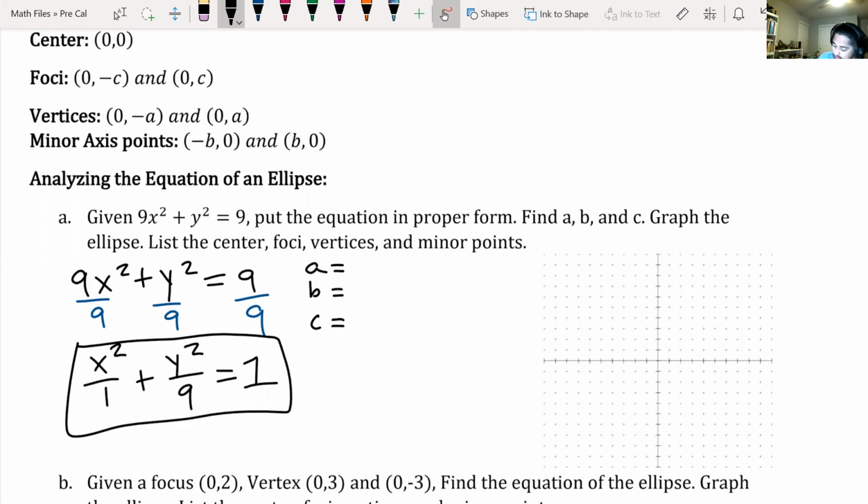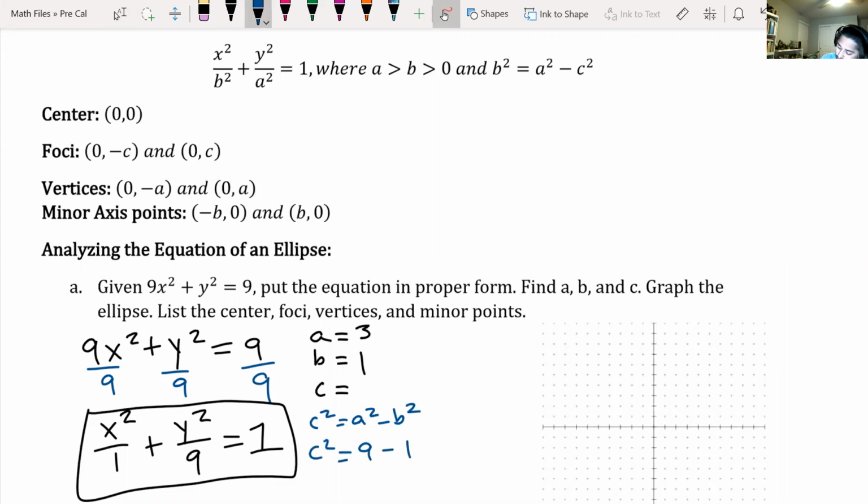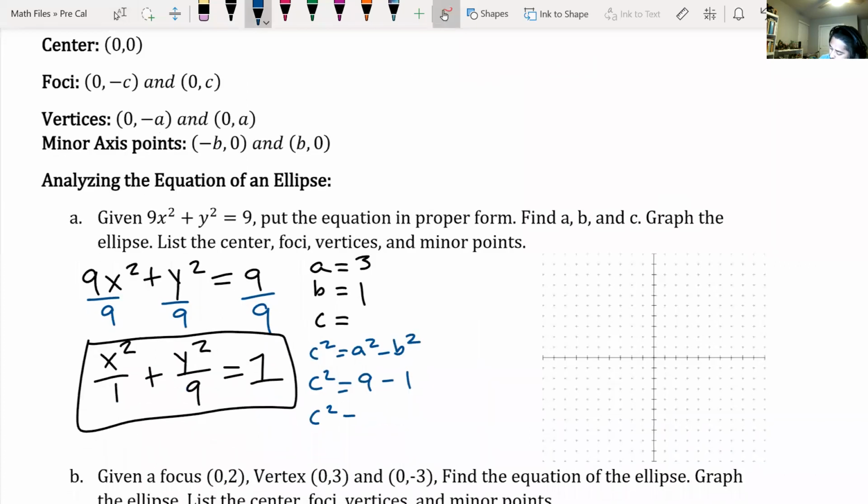All right. So now since this is the major axis on the y-axis, A is going to be 3 and B is going to be 1, because we have to match it to the equation above: x squared over b squared plus y squared over a squared. And then to find C, we will use the formula C squared equals a squared minus b squared. C squared will be 9 minus 1, so C squared will be 8. And what is the square root of 8? 2 radical 2.